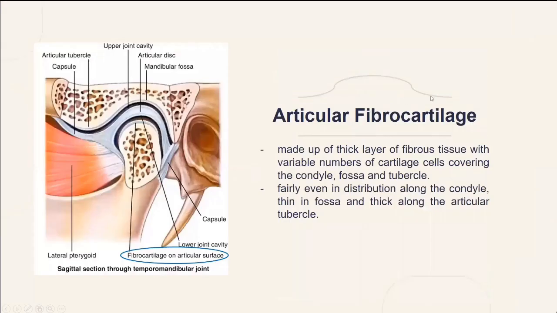Next is the articular fibrocartilage. This fibrous component is made up of a thick layer of fibrous tissue with variable numbers of cartilage cells covering the condyle, fossa, and tubercle. It is fairly even in distribution along the condyle, thin in the fossa, and thick along the articular tubercle.